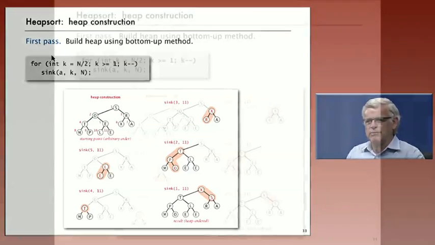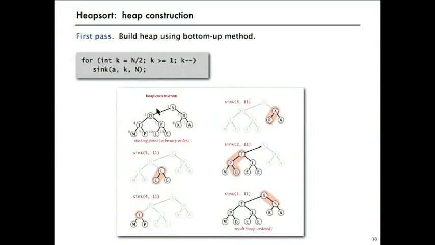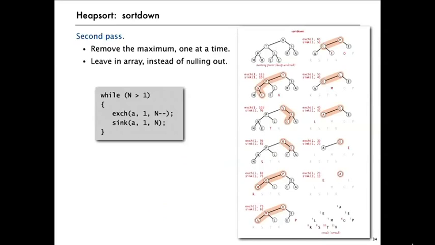And then these diagrams summarize the sink calls that we just went through in the demo, starting at 5, 4, 3, 2, 1. As you can see, only 5 exchanges are needed to bring this into heap ordering. Then the second pass, again, that's only a 2-liner. We exchange the first element with the one at the end and then decrement the size of the heap, and then do sink operations. And these diagrams summarize the sink operations that we showed in the demo.